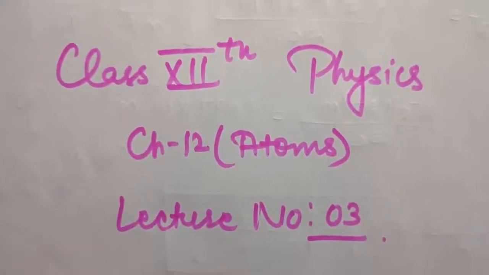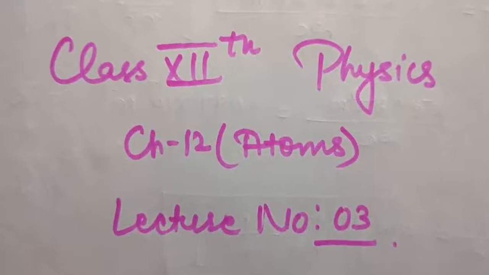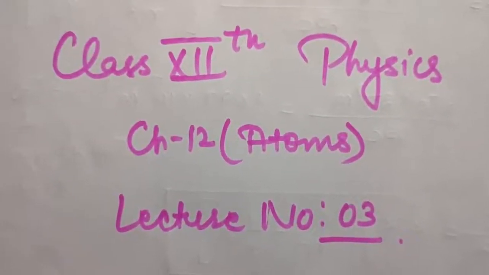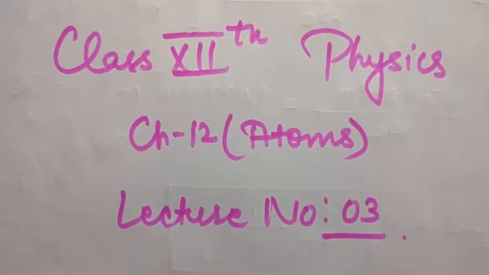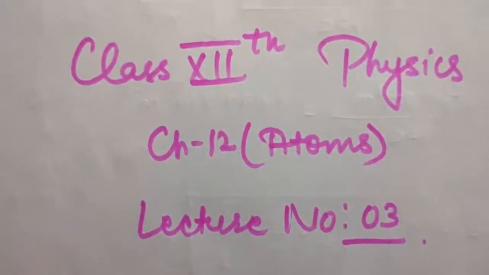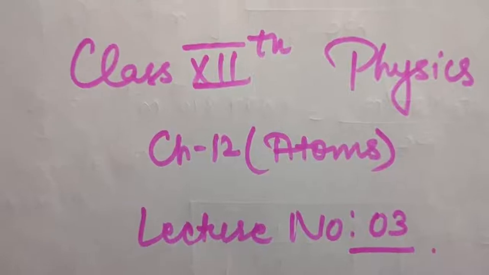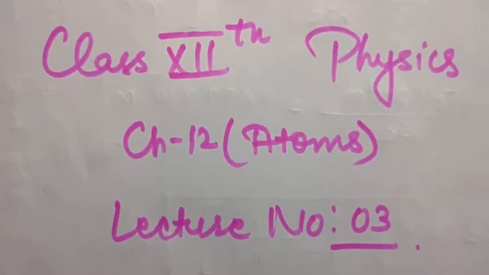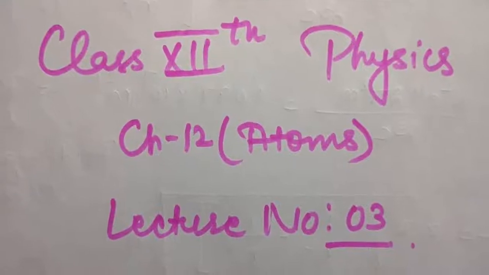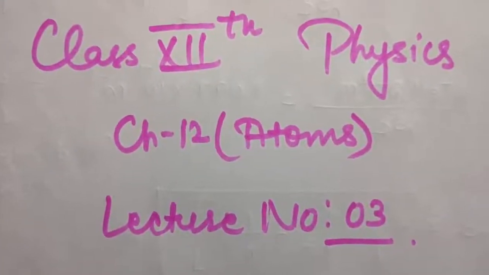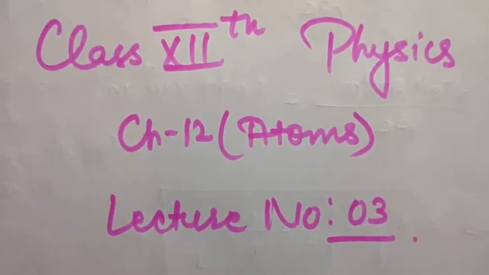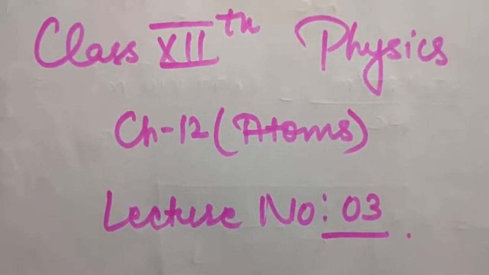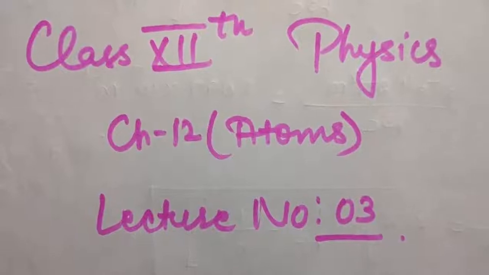So this is your subject physics, chapter number 12, that is atoms, and this is lecture number 3 of chapter 12. Okay, so yesterday you studied about Bohr's postulates. There were 3 postulates. So today, based on those postulates, we will be deriving the radius, velocity and frequency of the electron in Bohr's stationary orbits. So first of all, let us begin with the radius of Bohr's stationary orbit.